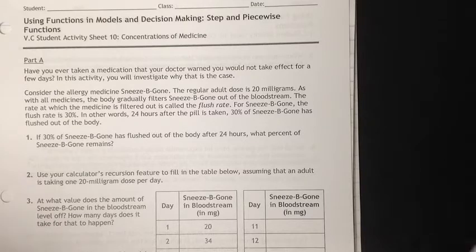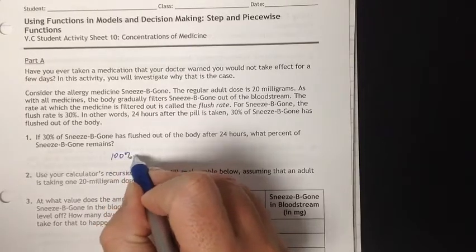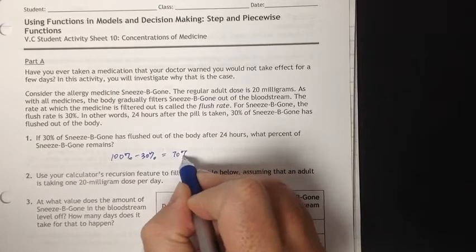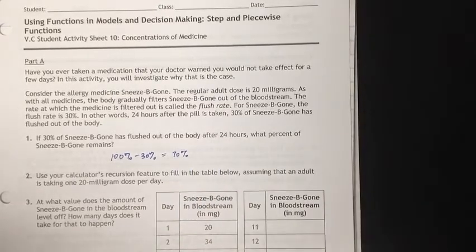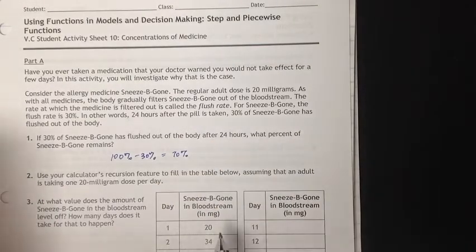In other words, 24 hours after the pill is taken, 30% of Sneeze Be Gone has flushed out of the body. So number one, if 30% has flushed out after 24 hours, what percent of Sneeze Be Gone remains? Well, if we had 100% and we've lost 30%, then 70% remains. Number two: use your calculator's recursion feature to fill in the table below, assuming that an adult is taking a 20 milligram dose per day. So on day one, take 20.